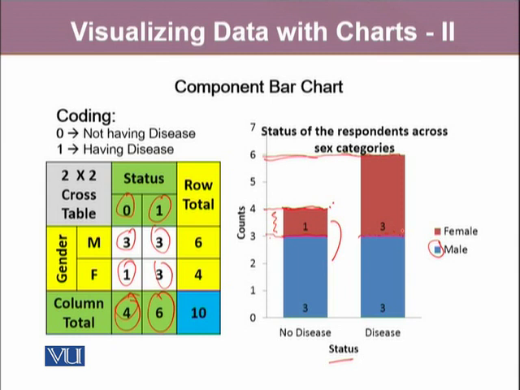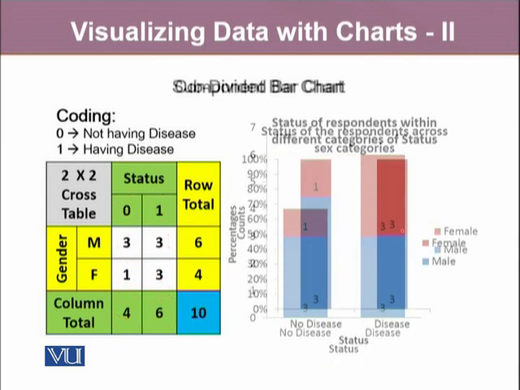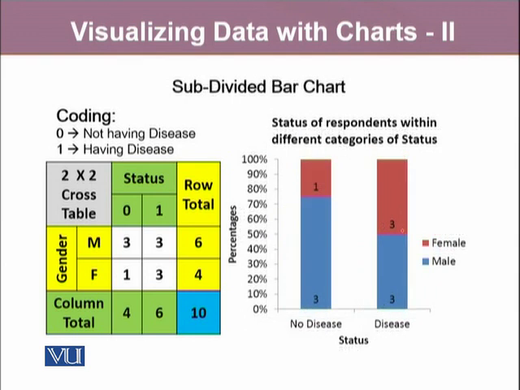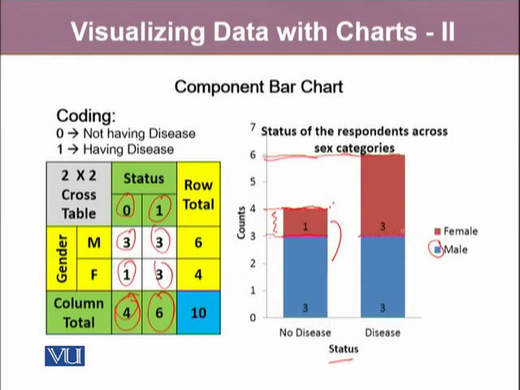A component bar chart can further be explained in a different way when we bring in the percentages. Over here, if we go to the previous charts, we can see that we can make comparisons between all the categories: in the no disease group, we have 4 individuals. In the disease group, we have 6 individuals, whereas males in both the groups are equal. Females are more in the disease group as compared to the no disease group.